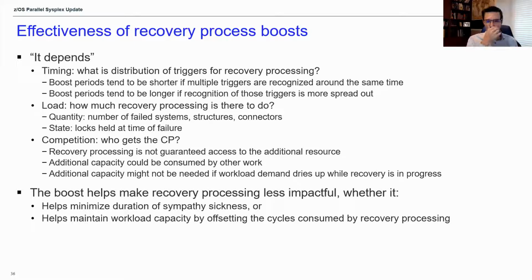There's timing issues. What's the distribution of triggers for the recovery processing? The load, how much recovery processing is there actually to do? If I have a lot of recovery processing to do for a particular action, if I have tons of connectors that I need to resolve, for example, I might see a greater impact of the recovery boost because I'm doing more work. If I have very little work to do and I give it a boost, yeah, I'm going to boost a very small activity. So that little activity is going to run a little faster, but it's not going to make a big difference. If I have a lot of activity to run and I'm boosting it, I'm going to see bigger effects. And of course, competition.